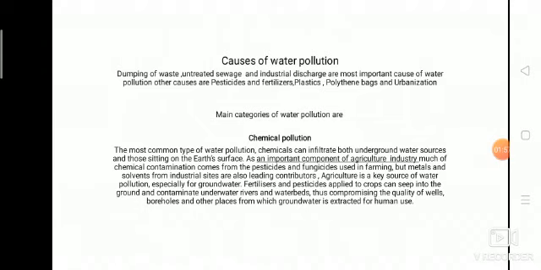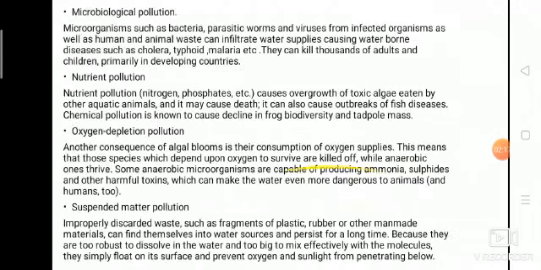Agriculture is the key source of water pollution, especially for groundwater. Fertilizers and pesticides applied to crops can seep into the ground and contaminate underground rivers and water beds, thus compromising the quality of wells and other places from which groundwater is extracted for human use.